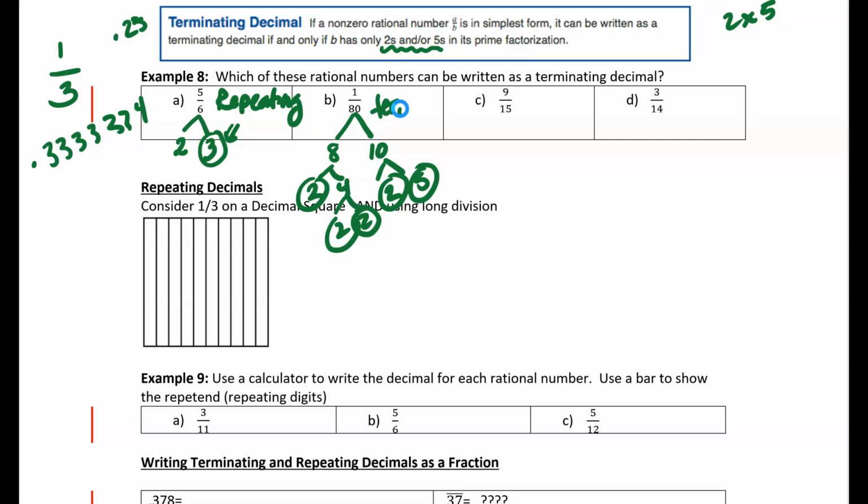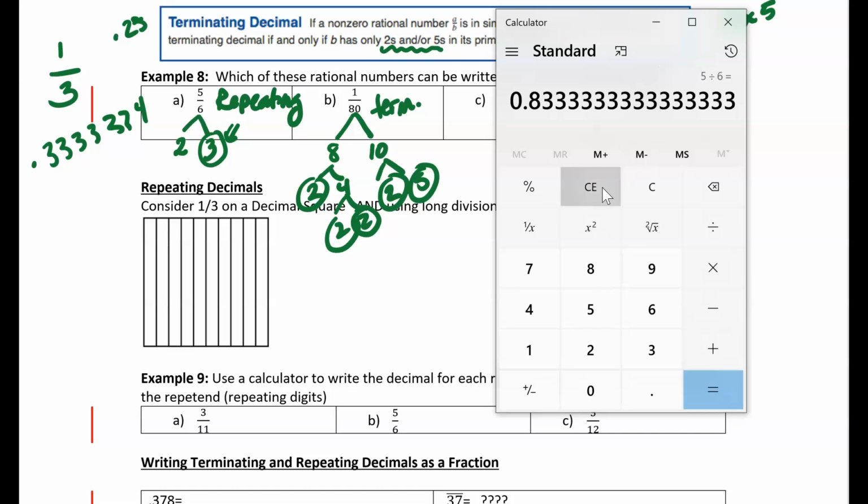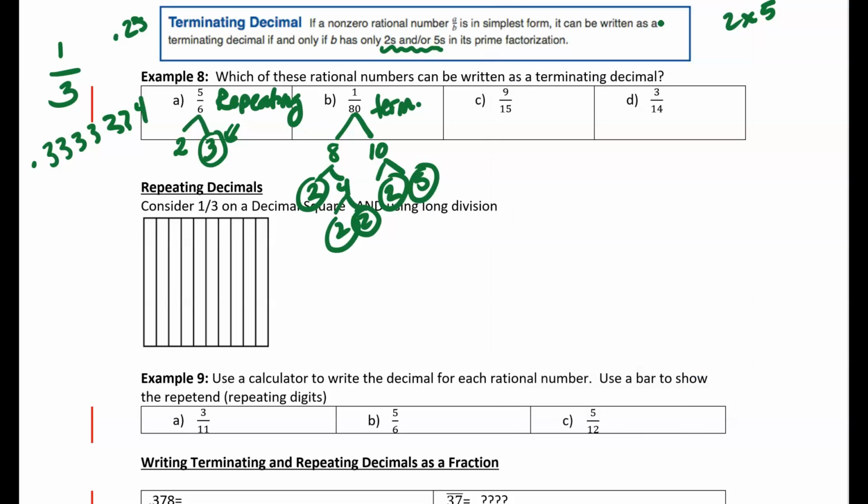So terminating, okay, it's going to end. And just like the last one, we could double check by doing 1 divided by 80, enter, and you can see it ends. So that's a good confirmation. And then 9/15. For 15, we can take 3 times 5. We've got a number other than a 2 and 5, so this is going to be repeating.